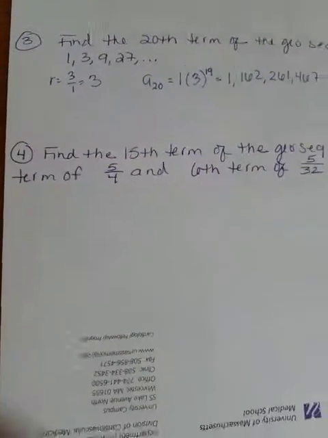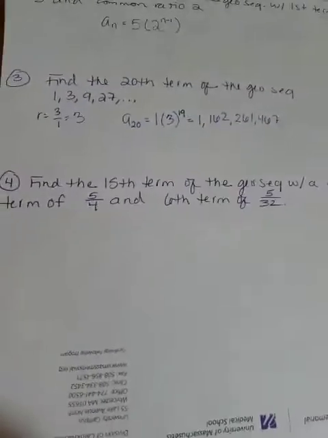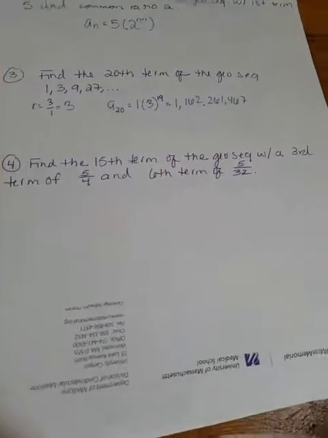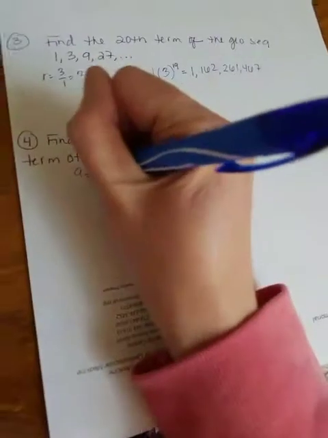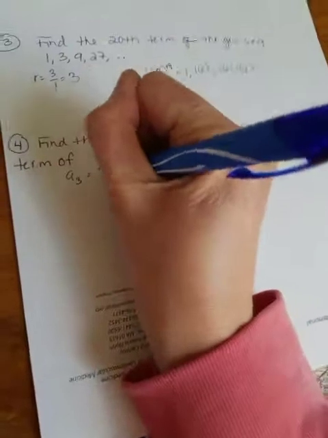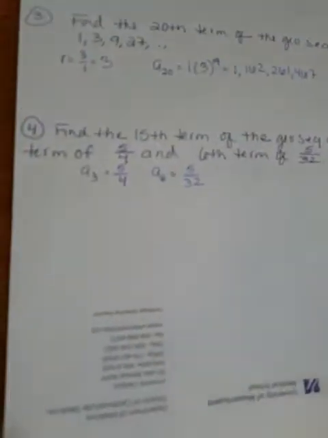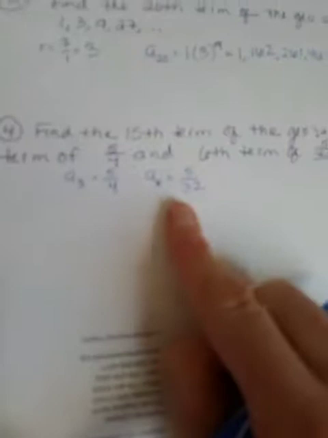Great. Moving right along. Let's see how many interruptions I get today. Number 4, find the 15th term of the geometric sequence with a third term, so I'm going to write that down for myself. A sub 3 is 5/4, and 6th term, so a sub 6 is 5/32. So just like yesterday, I'll show you 2 different ways that you can go about doing this.